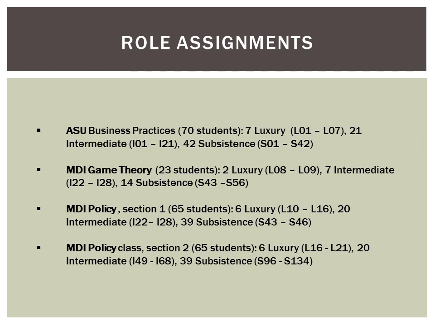At MDI, in the game theory class, there's only 23 students. So there's 2 luxury players, 7 intermediate players, and 14 subsistence. In the MDI policy section 1 class, there's 65 students. So that comes down to 6 luxury players, 20 intermediate, and 39 subsistence. And then finally, in the MDI section 2 policy class, there's 65 students. So that again is 6 luxury players, 20 intermediate, and 39 subsistence players.